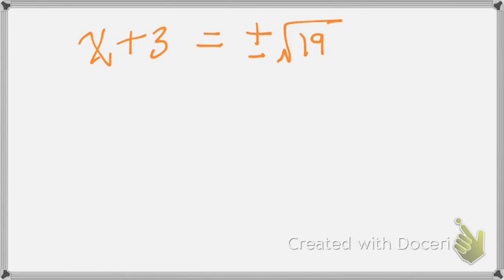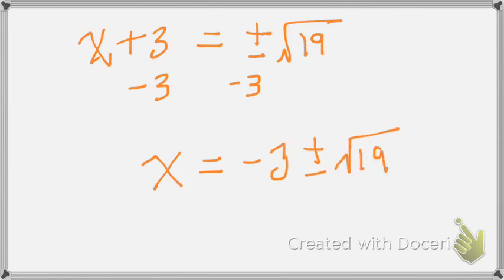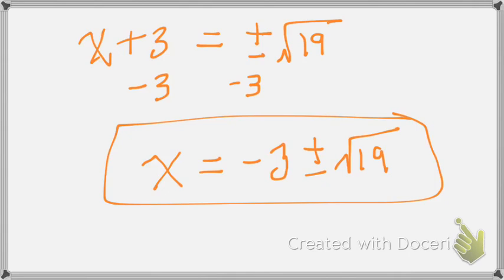So, have we solved for x? No. We're going to subtract 3 from both sides. x is equal to -3 ± √19. That is my solution. That's how we solve by completing the square. Let's do one more example.